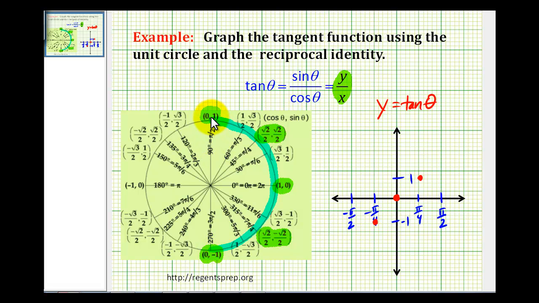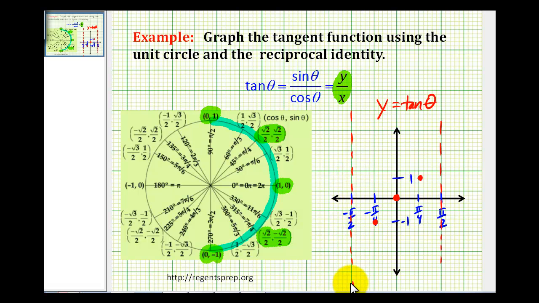Now let's see what's happening at pi over 2 and negative pi over 2. At pi over 2, y divided by x would be 1 divided by 0, which is undefined, and therefore tangent theta does not exist at pi over 2 radians. And the same is true at negative pi over 2 radians. And that's actually where tangent theta has vertical asymptotes. So we have a vertical asymptote at pi over 2 radians and negative pi over 2 radians.